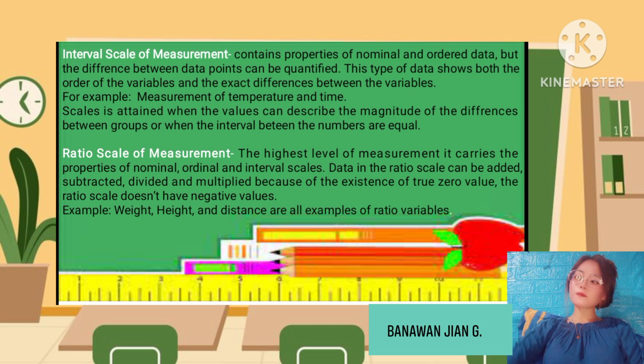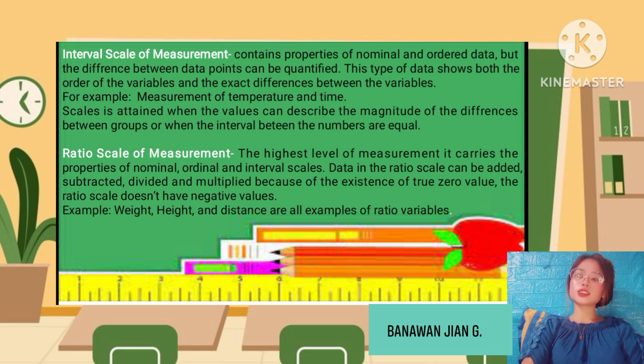Okay, so the numbers have order like ordinal, but there are also equal intervals between the adjacent categories. So the scale is attained when the values can describe the magnitude of the difference between groups or when the intervals between the numbers are equal. So that we call the interval scale of measurement.